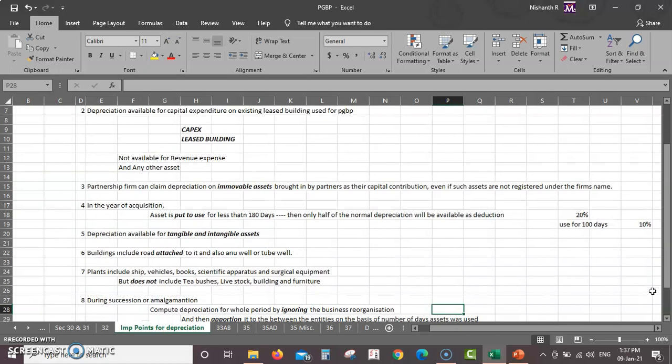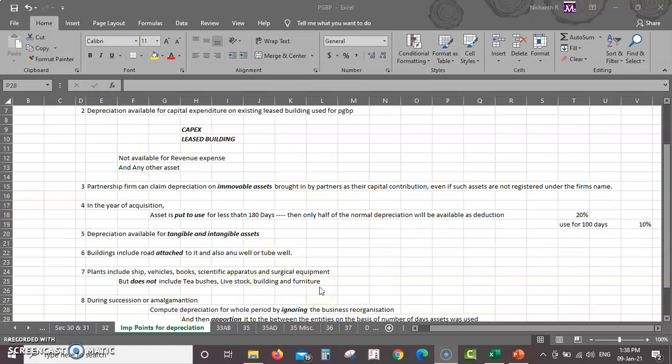Depreciation is available for plants, and plants include ship, vehicle, books, scientific apparatus and surgical equipment. You have a detailed breakup of all these items in plants, which will come in the study under section 32(1) to WDV. So don't worry, you will see what all are included in plants there. But it does not include tea bushes, livestock, building and furniture. That is to say, any farming or animal husbandry related items will be out, and building and furniture will not be included in plants. They will be included separately.